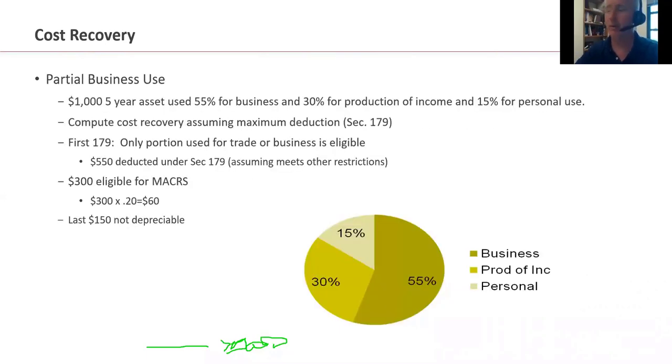Okay, so I guess before we flip off this slide, let me make a couple things clear. I can also use 100% bonus depreciation on this. So the 100% would apply both to the business portion and the production of income portion.